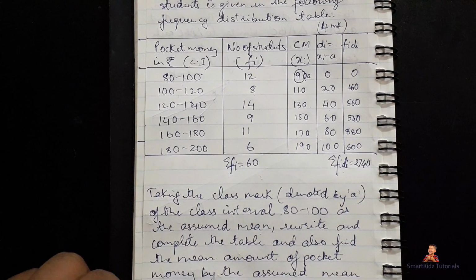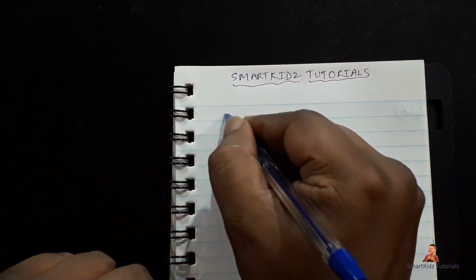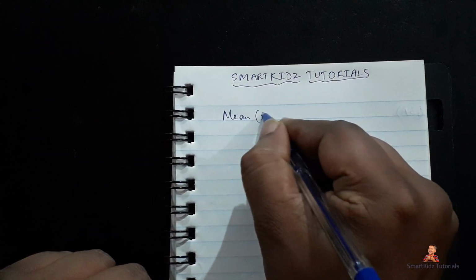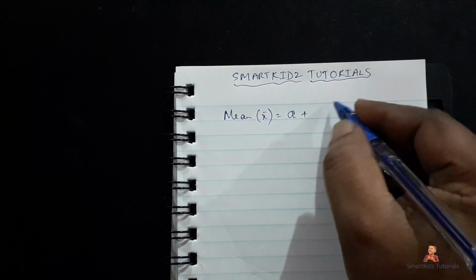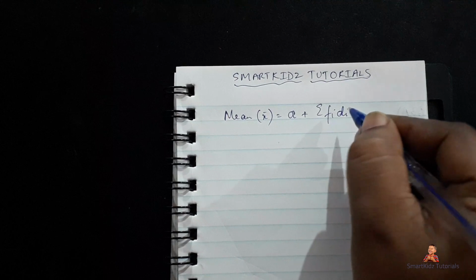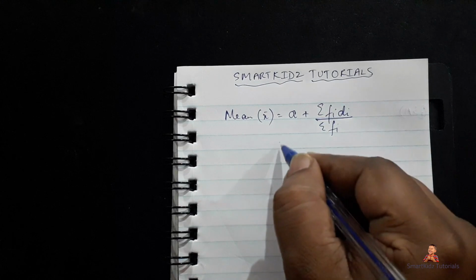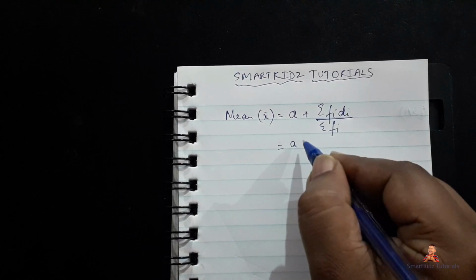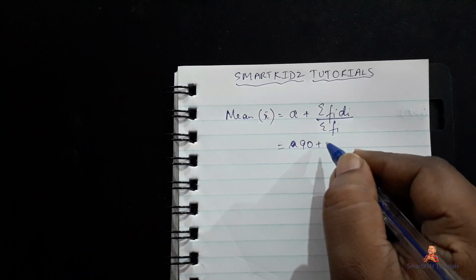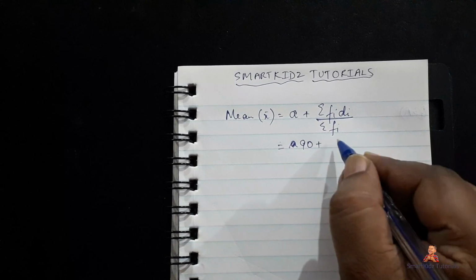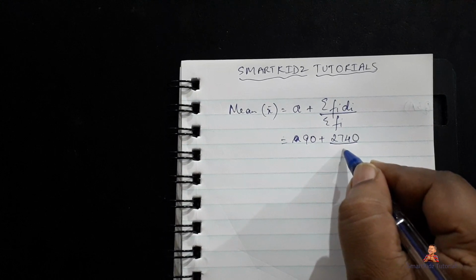Let's write the formula to find the mean by the assumed mean method. So mean, x bar, is given by A plus sigma fi di, whole thing upon sigma fi. Now A in our case was 90, because that's what we were given. Then sigma fi di was 2740 and sigma fi was 60.